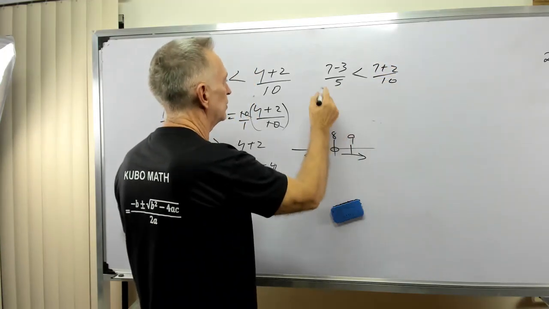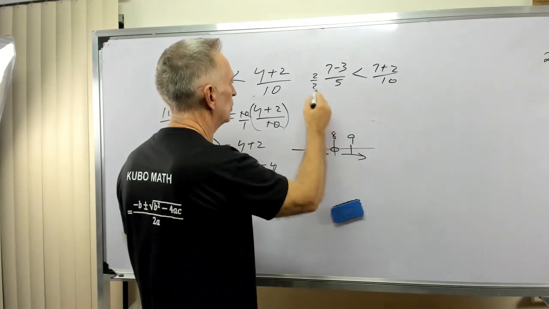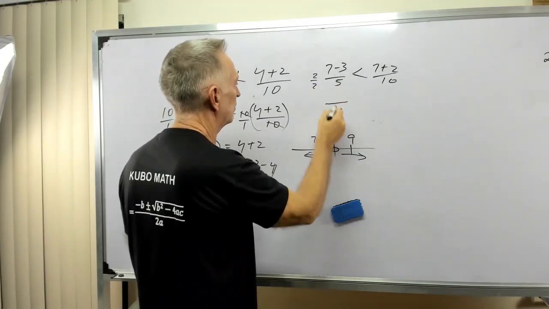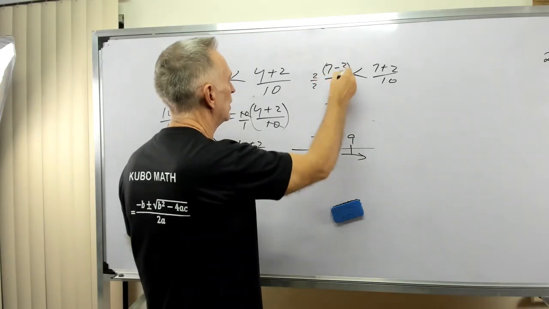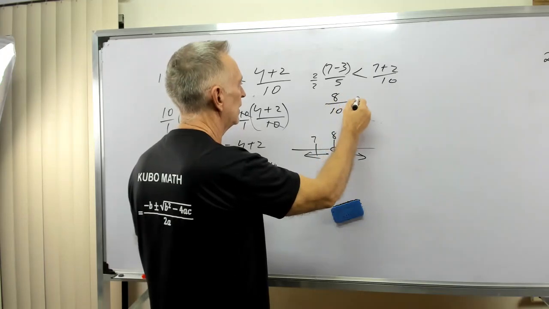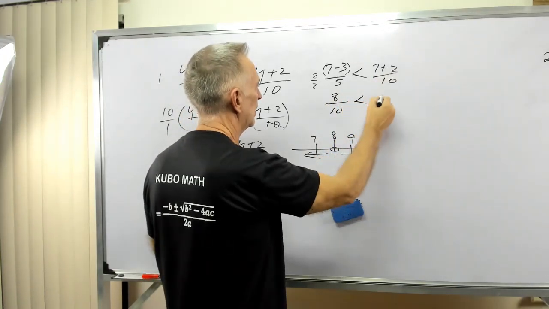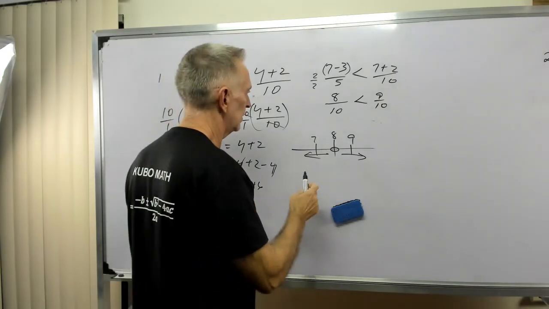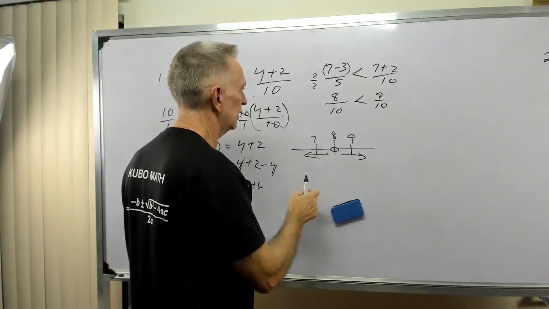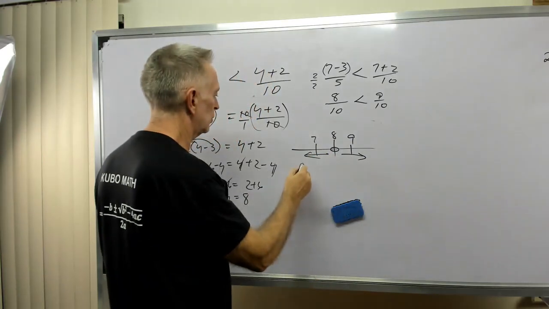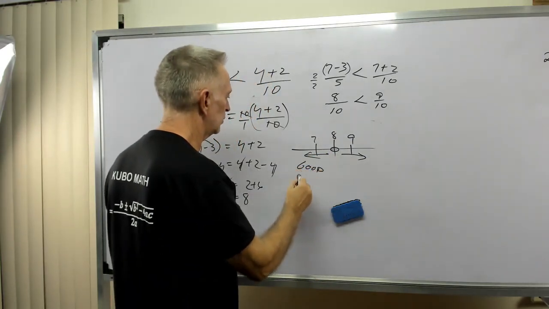So I need to change this to 10, so 2 over 2 multiplied by that would give me 2 times 5 is 10, and 7 minus 3 is 4, 2 times 4 is 8. 8, is it less than 9 over 10? Well, it is 80% and 90%, so it is less than. So this is good. This is true.